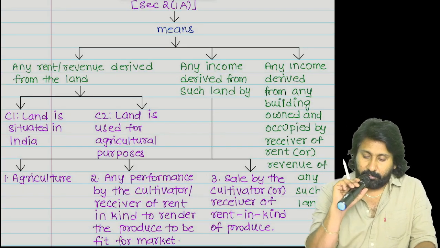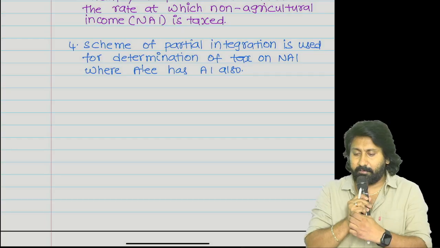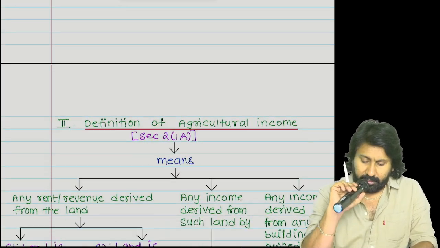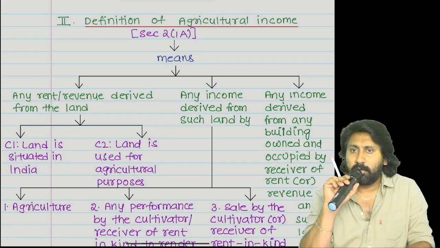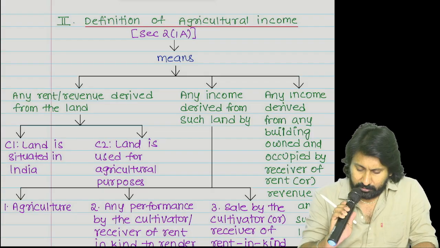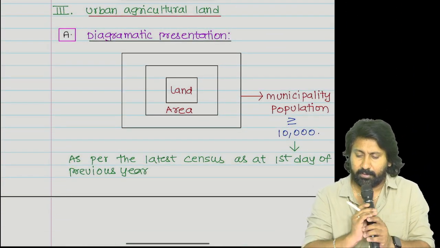So let us continue. Before the break, we completed the definition of agricultural income as defined in section 2 clause 1a. So 100% the definition and its main concepts are completed.